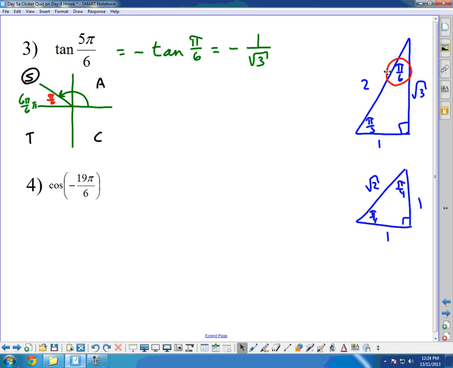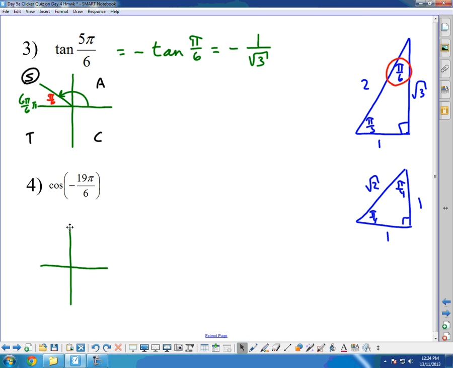Okay, and the last one is asking for the cosine of negative 19 pi over 6. So again, we have to figure out which quadrant we're in. Negative 19 pi over 6, so that's going to put me in the opposite direction. But the thing I'm noticing right away is 19 pi over 6 is pretty big. And I think it's more than one rotation.